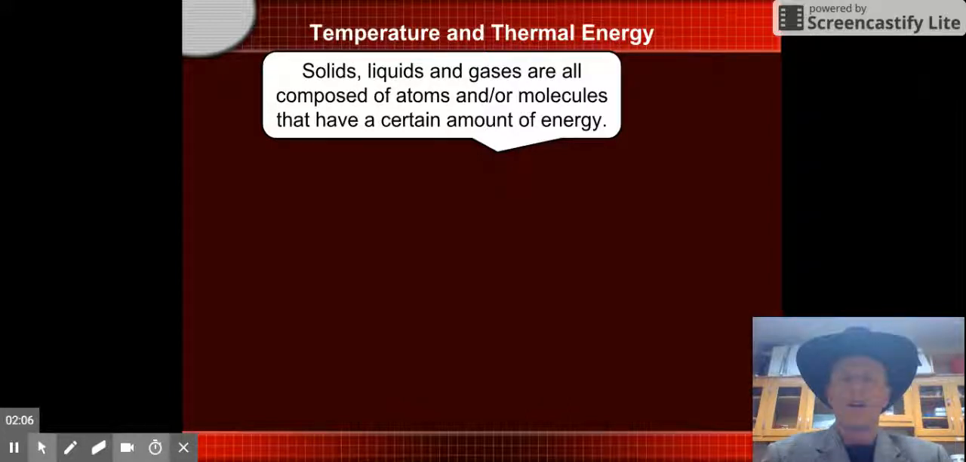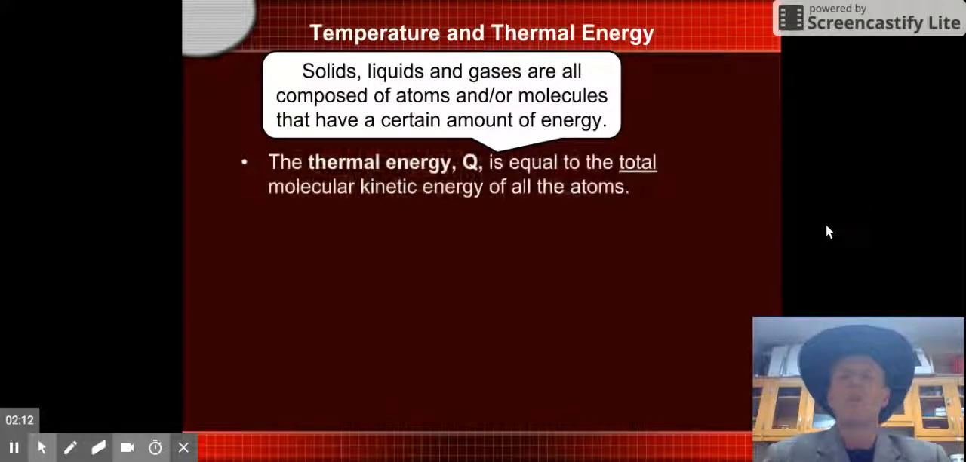So, solids, liquids, and gases are all composed of these atoms and molecules that have a certain amount of energy. And if you add up all of the energy of a certain item, the sum of all of the molecular kinetic energy of all the atoms inside a substance is called thermal energy. We give it the symbol Q. Q is sometimes referred to as heat.